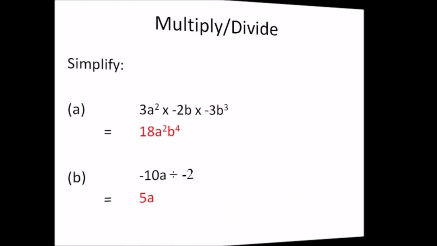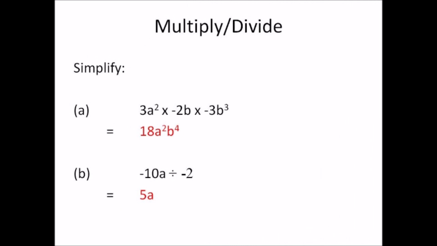Multiply and divide: 3a squared times -2b times -3b cubed. Multiply your numbers, 3 times -2 times -3, negative times positive is 18, and then it's a squared b to the 4th power, because it's b times b cubed, that's b to the 4. And then -10a divided by -2 is 5a, because negative divided by negative is positive, and you leave the a on top. 2 into 10 is 5. 5a. You don't have to put the positive sign in front of it. It's recognized as being positive.